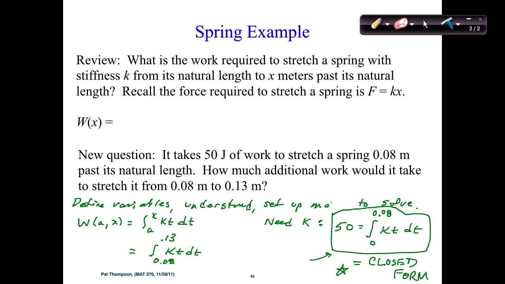Could we use substitution? Oh, we're getting there. Okay, so we're getting there. All right, here we go. So getting closed forms from open forms.